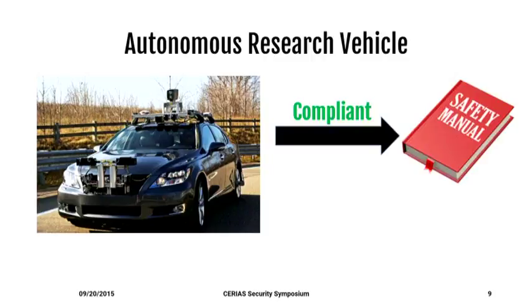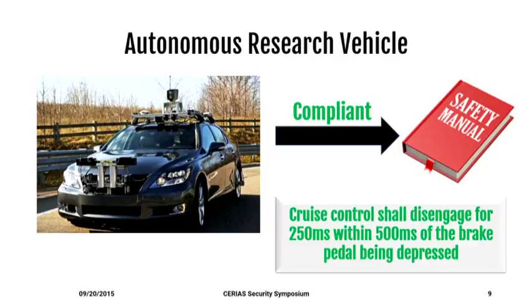Now, there are safety manuals given to them by the car companies, right? And it's required that the car satisfies the safety manual. For example, I'll give you a very quick example. Cruise control shall disengage for 250 milliseconds within 500 milliseconds of the brake pad being depressed.